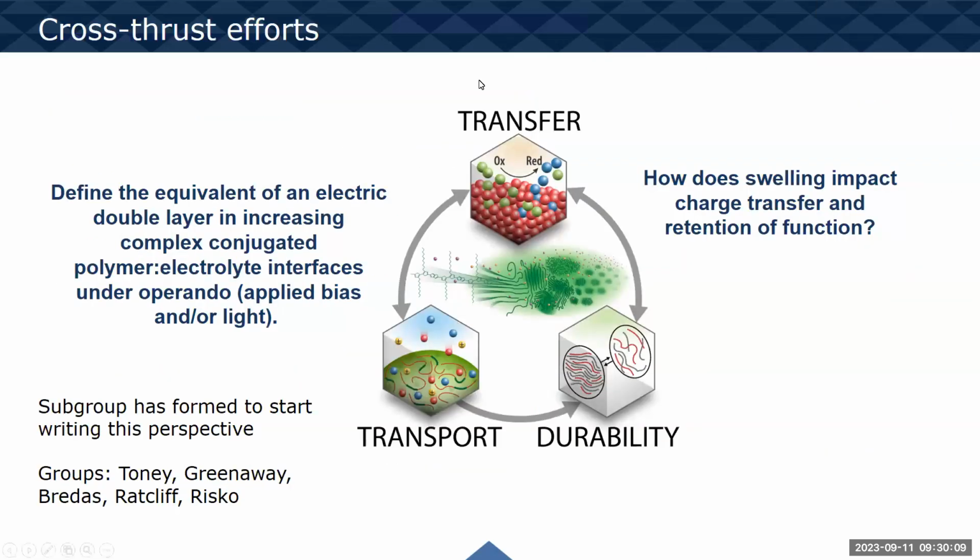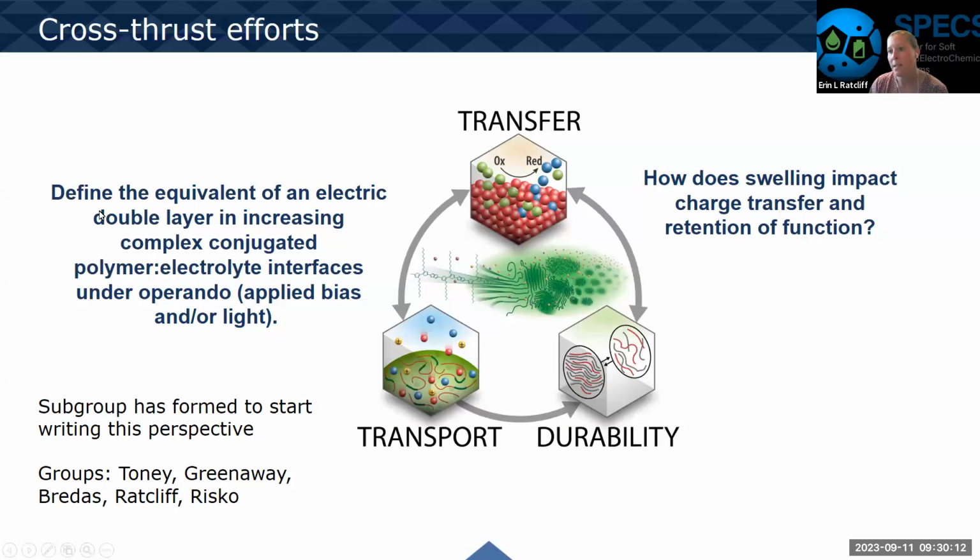All right. Coming back to that other piece as well, there's a subgroup that has started meeting. It's led by Mike Tony's group and has a couple of my group, NREL, etc. on it, and they're really trying to think about what the equivalent of an electrical double layer is in these pi conjugated polymer electrolyte interphases. I think we've generally thrown away the idea of a double layer concept, so we're trying to craft what that is and how we would characterize that. And then thinking about the connection to durability, and how swelling impacts our charge transfer reactions as well.